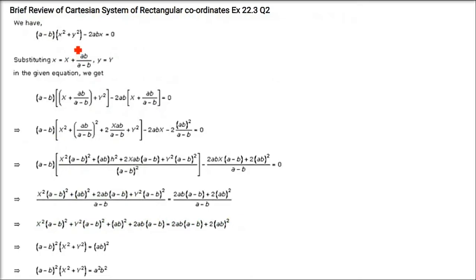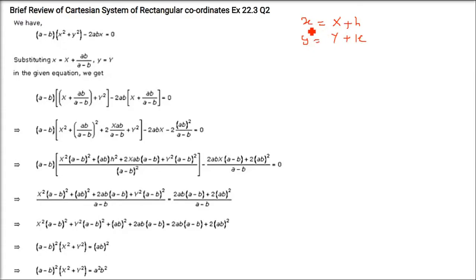What does the equation (a minus b) x square plus y square minus 2abx equals 0 become if the origin is shifted to the point (ab by a minus b, 0)? Same thing, same discussion will go as we just did. Small x is capital X plus h, small y equals capital Y plus k. H and k are the points where the origin is shifted.